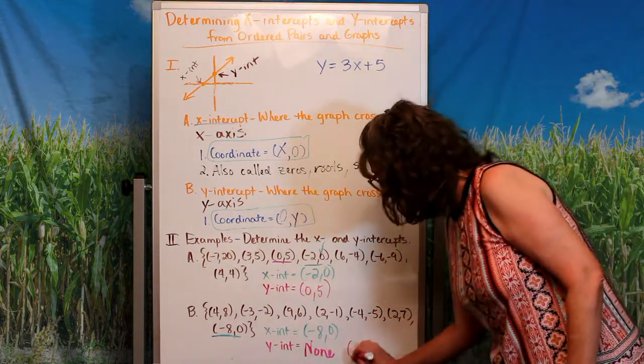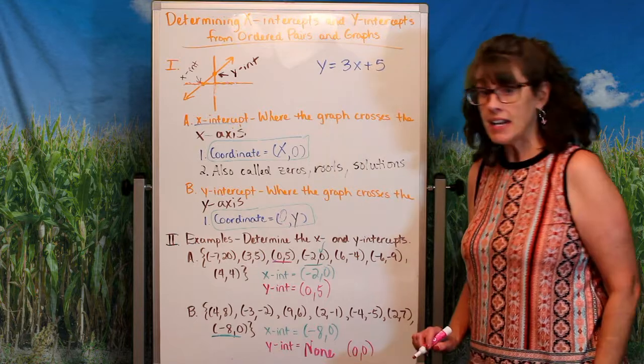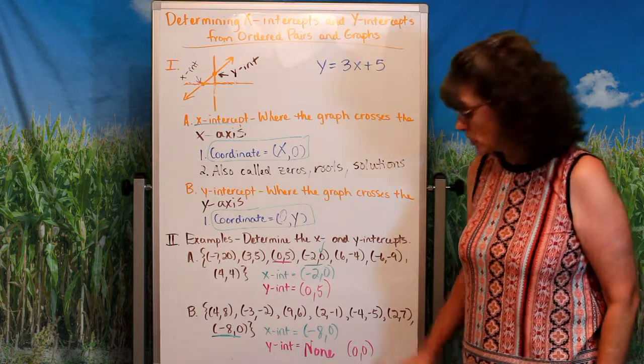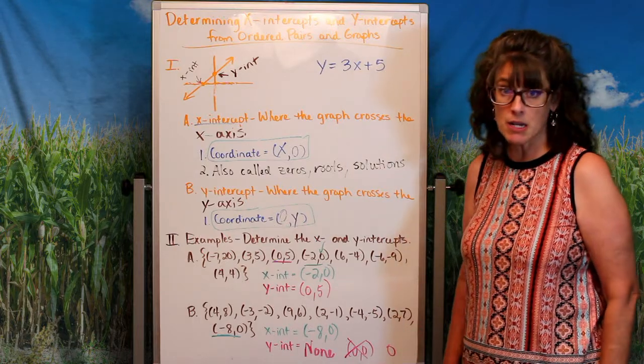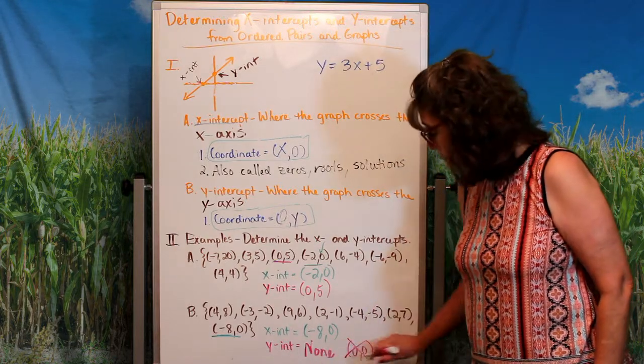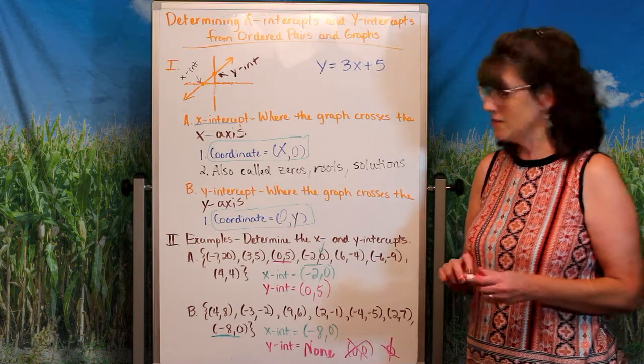Do not write this. That indicates the point 0, 0 is your y-intercept. The point 0, 0 is not even in there. And don't write this because that just doesn't make any sense at all. Say that you don't have one, write out none.